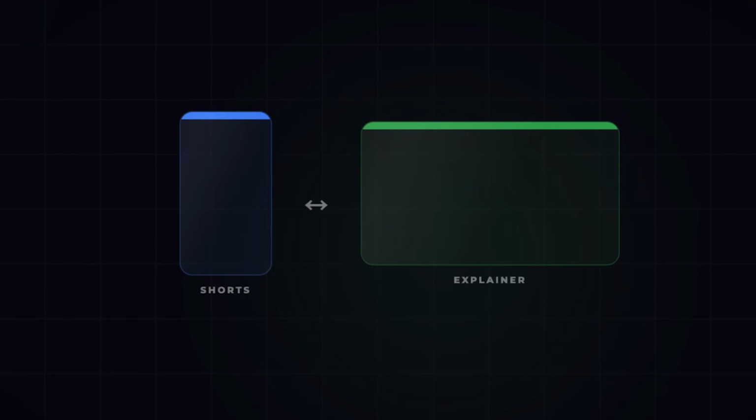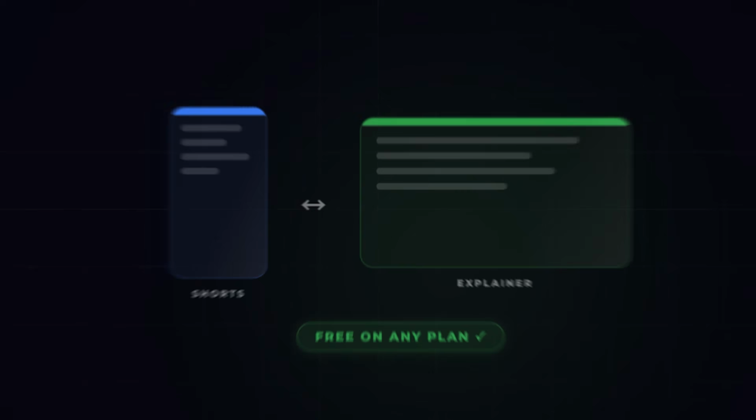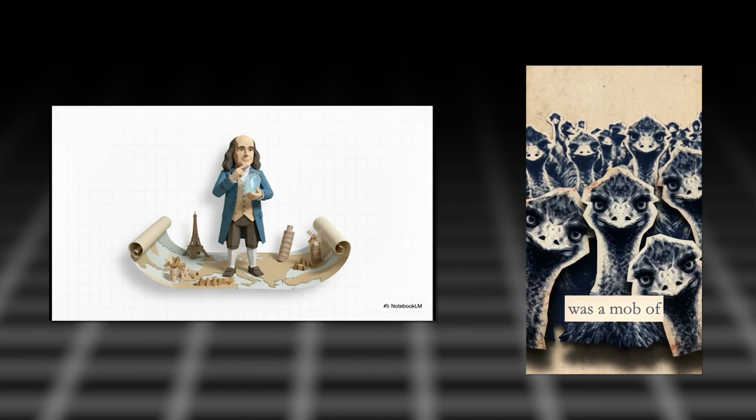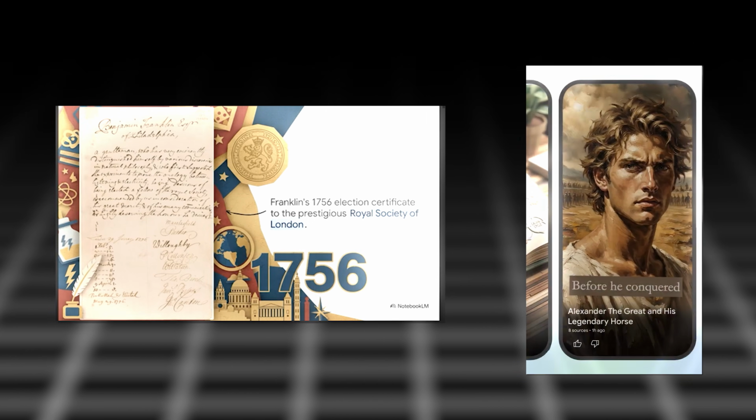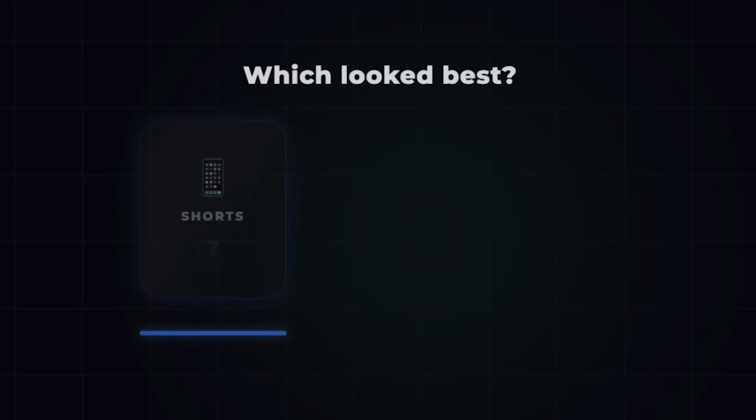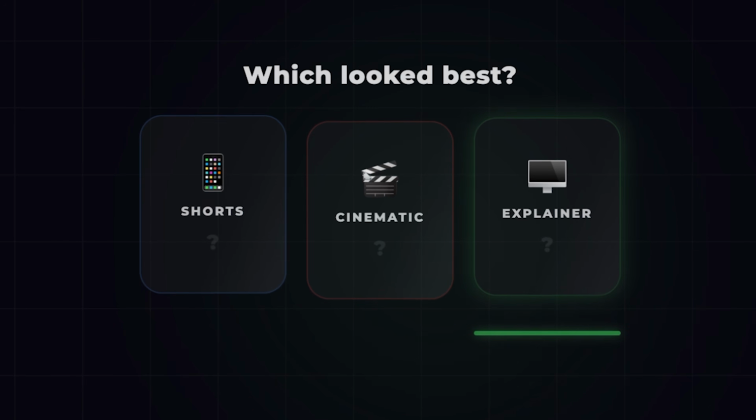And here is Explainer, free on any plan. It trades the vertical, phone-first format for a wider frame with more detail in every scene. If Shorts is the fast note, Explainer is the fuller page, and it still costs nothing. Which of these 3 looked the best to you?